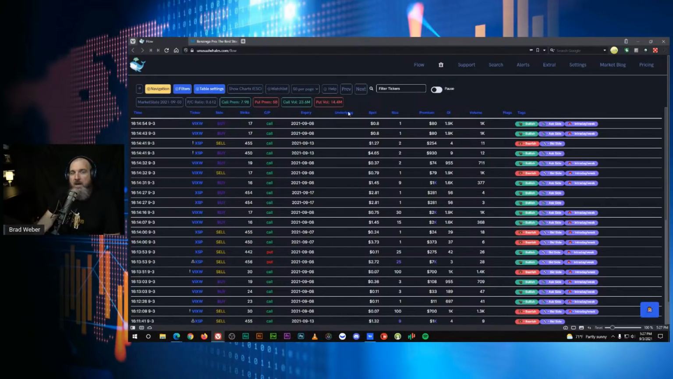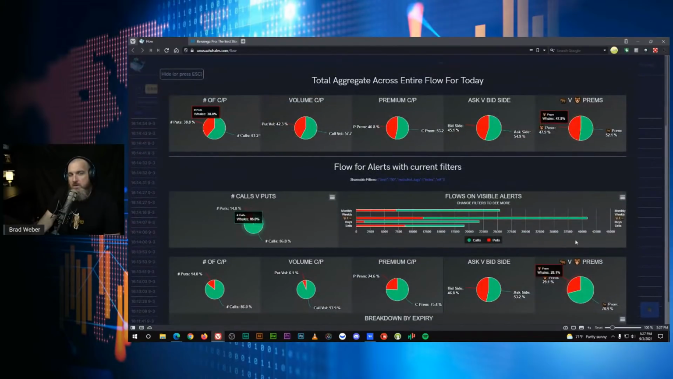On the main flow page, if you click on show charts, it's an overview of calls and puts, bearish and bullish. It's an overview of how today went from a market direction standpoint. The volume was a little closer than normal. Call volume was 57%, put volume was 42%. The number of calls was 61%, clearly calls, 38% for puts, and then the ask versus the bid.